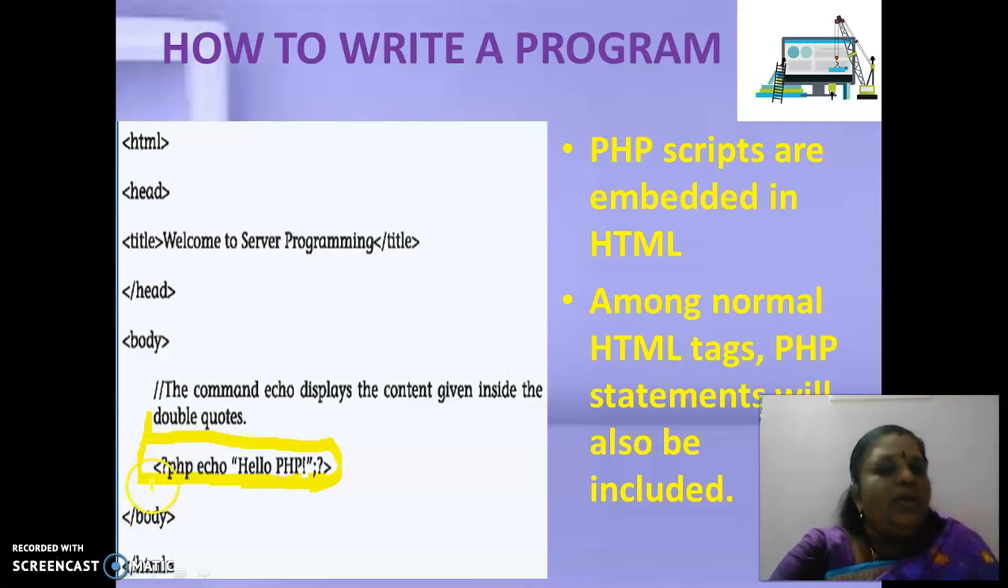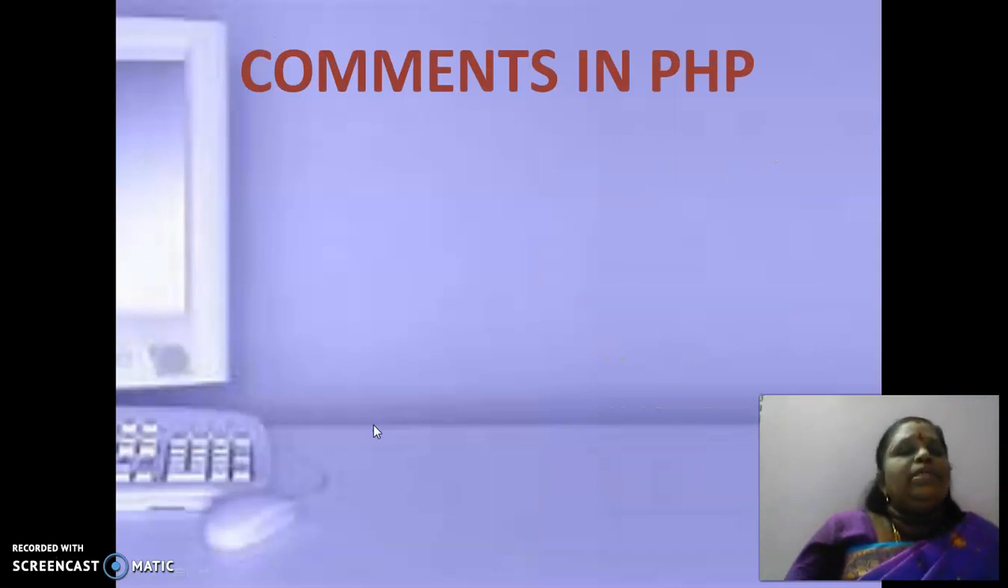In a PHP tag, question mark PHP, echo is nothing but printing. With double quotations, write whatever you want to print, and then end with the semicolon, question mark with the arrow. This is the normal program. Okay, got it?